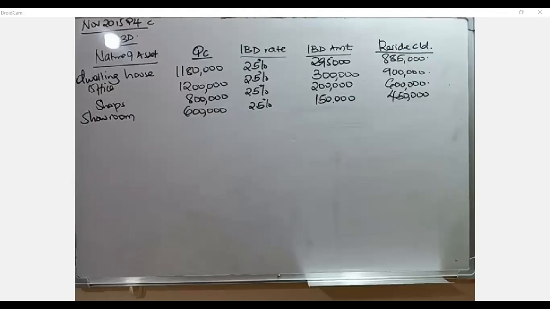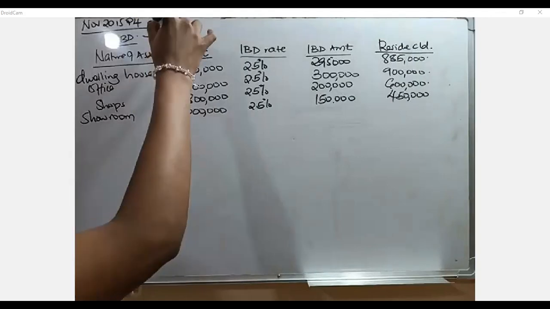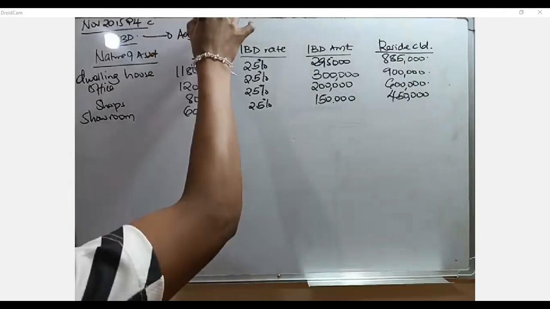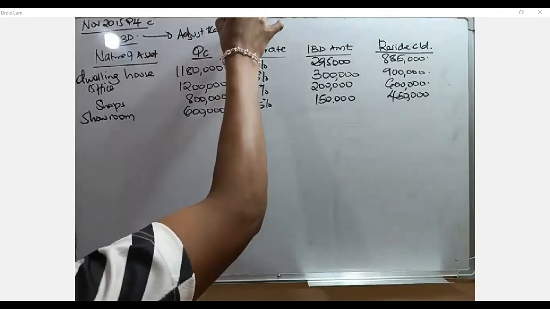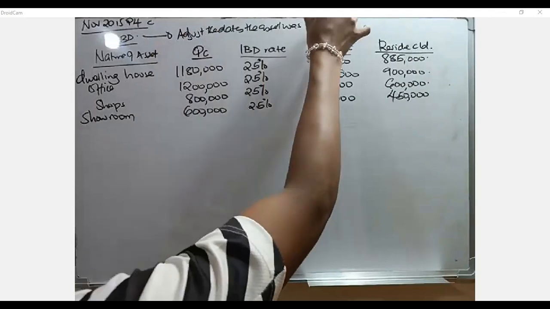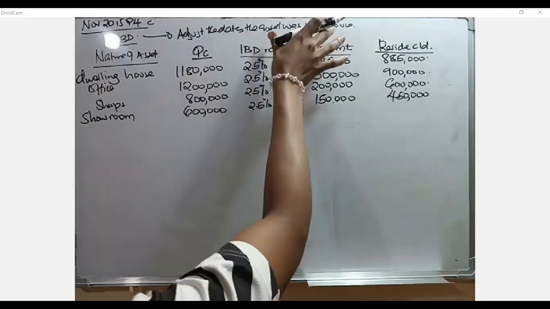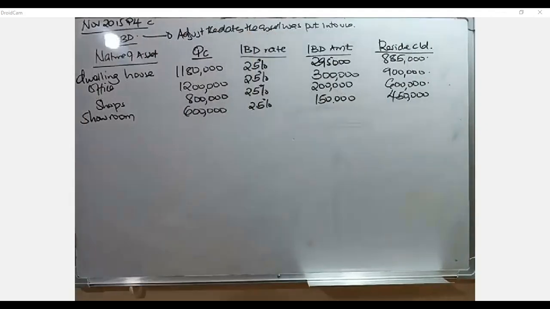What is important is you ask yourself, how much was the staff canteen? We have been told the staff canteen was constructed during the year at 840,000. So this is what you do under the IBD. I'll tell you a simple thing: adjust for the date the asset was put into use. And that applies to IBD only, not to any other capital allowance. Now, in this case, I start with the staff canteen.